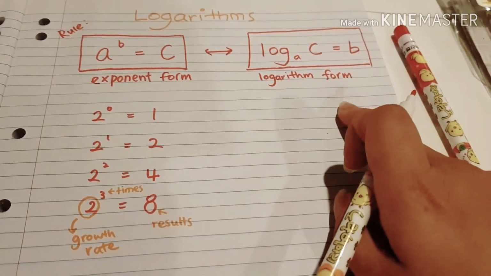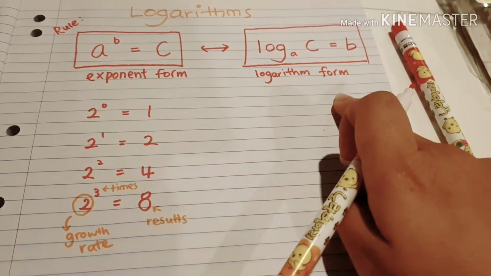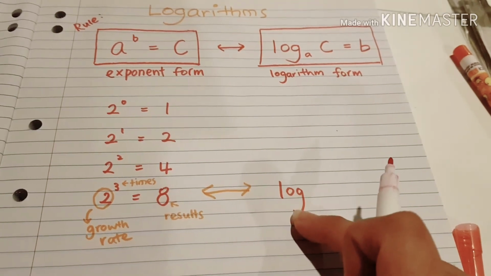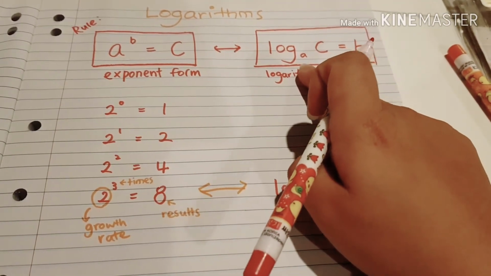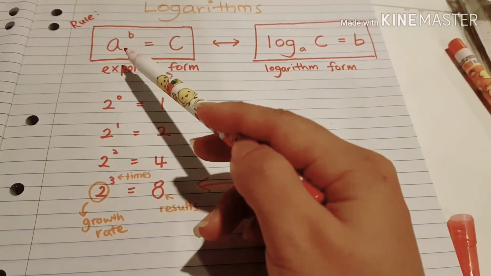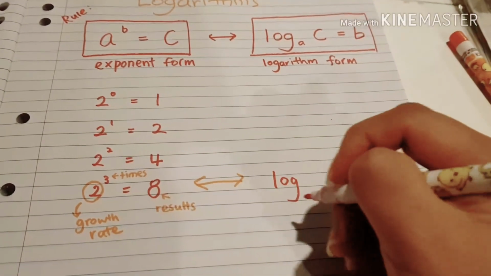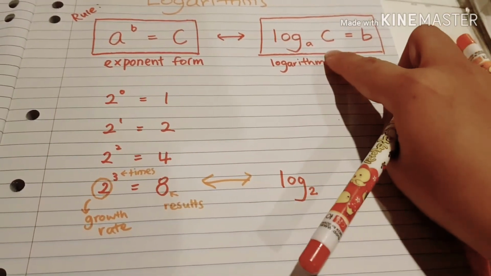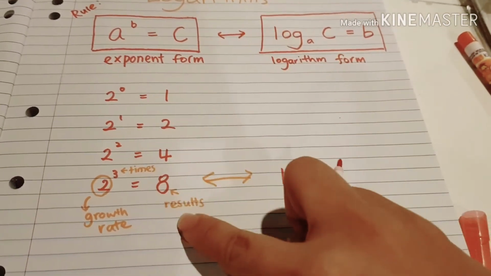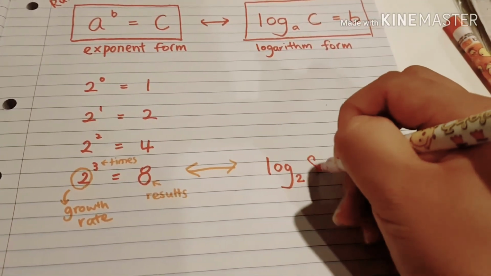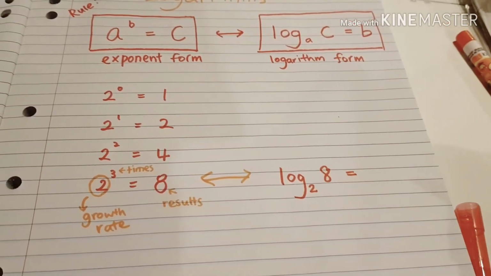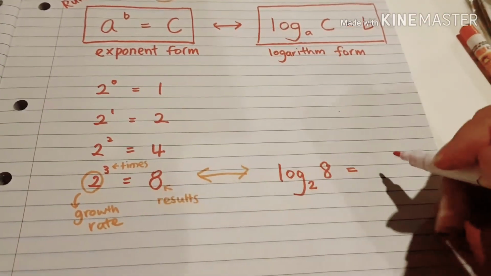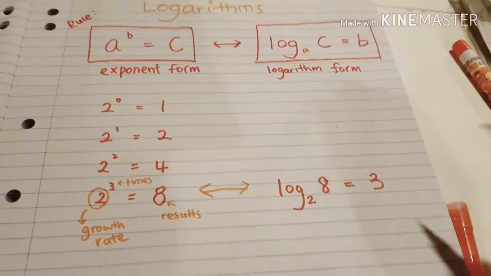Now I'm going to use the last example and the rule to transform the exponent form into logarithm form. So I write log, and log a, where do I have a? Yep, it's the base over here. So base is 2. I'm going to write a small 2 down below. Then c, which was the result. This time it's 8, beside, equals b, and b is the number of times, the power exponent at the top. So I'm going to write that equals 3.